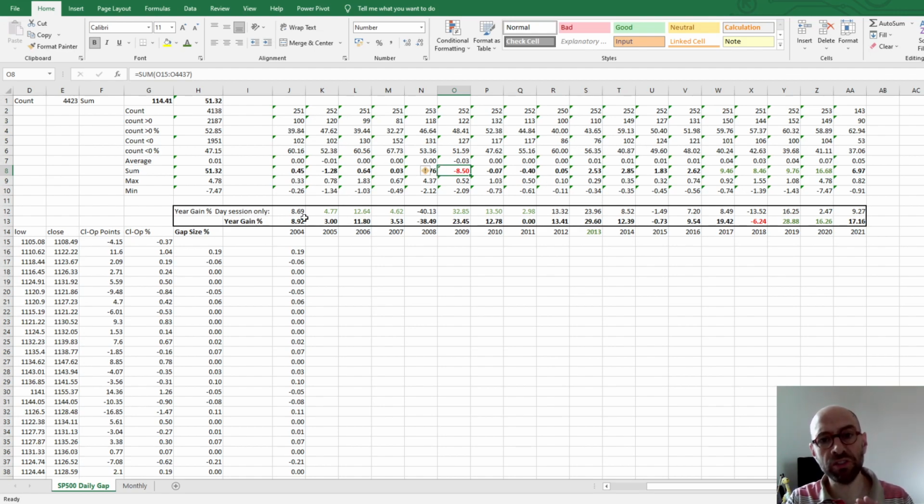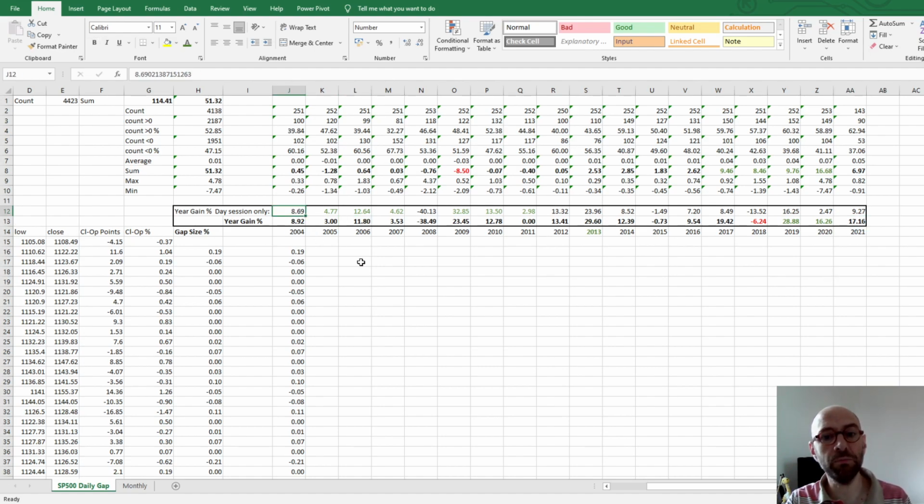Then on the third stage, the other calculation I've done is I've calculated what was the year gain. That calculates everything, the day session and the overnight, so it includes the gaps on a year basis. So what was the gain? And I put it here on row 13. You can see the calculation there, and it's just a percentage. And you can see it all the way to 2021.